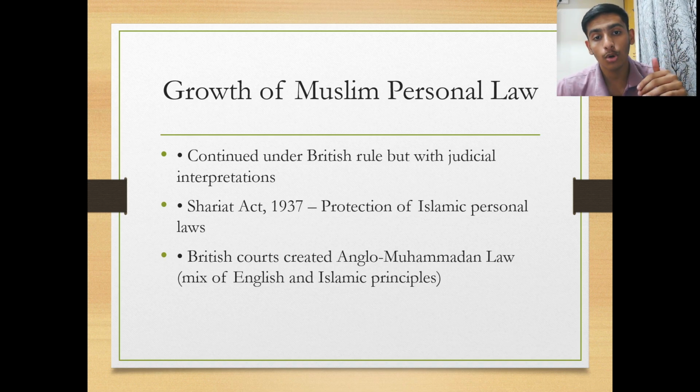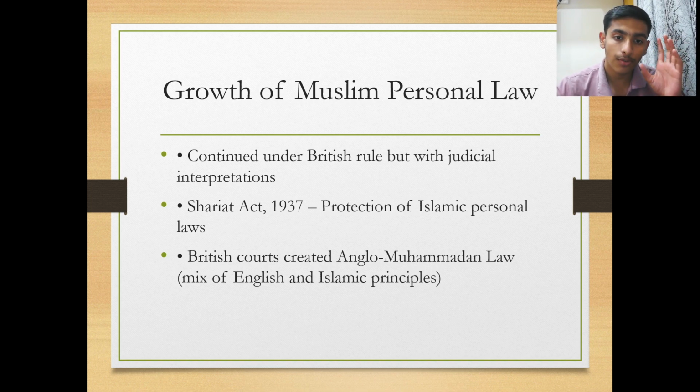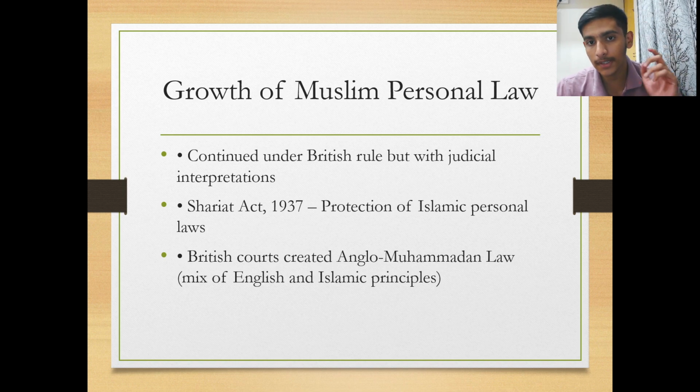Then again, growth from Muslim law, we see the Shariat Act, which was again a landmark act for the protection of Islamic personal laws. This Shariat Act gave the recognition of the Muslim personal laws, specifically what we are seeing today. Now again, the British courts created Anglo-Mohammedan law, that is a mix of English and Islamic principles. So we see that the influence of Muslim personal law is there, and it continued under the British rule with different judicial interpretations. So it evolved over time.